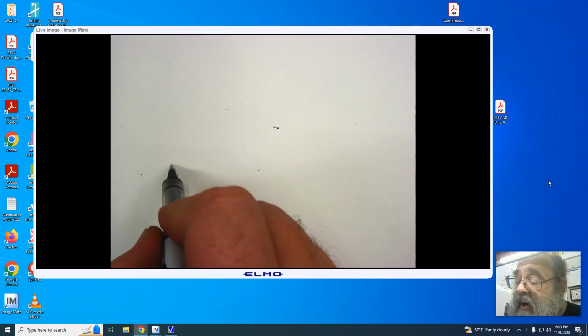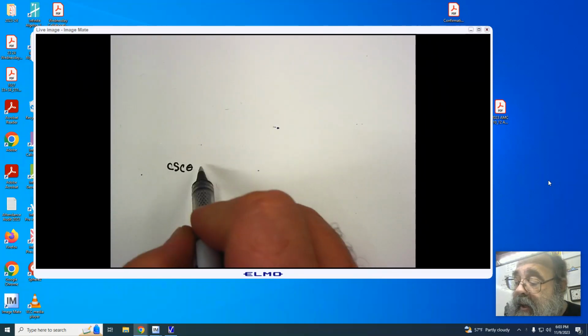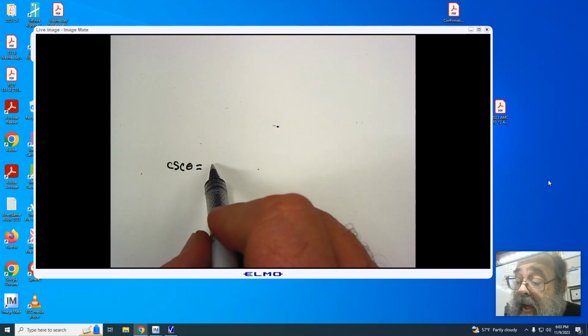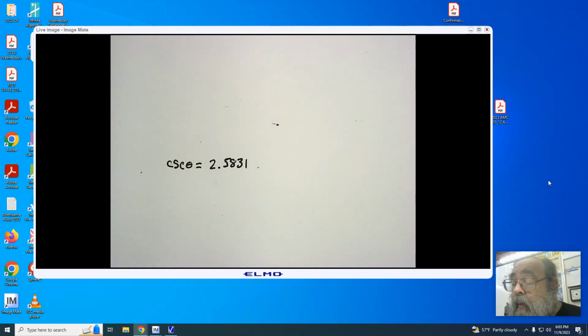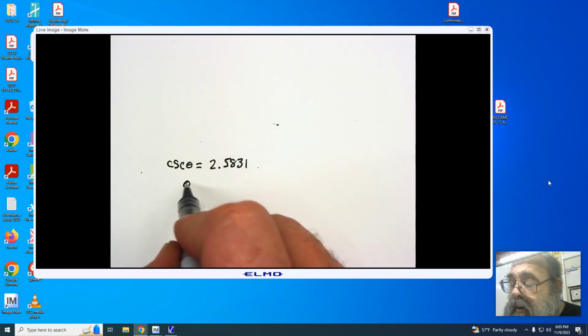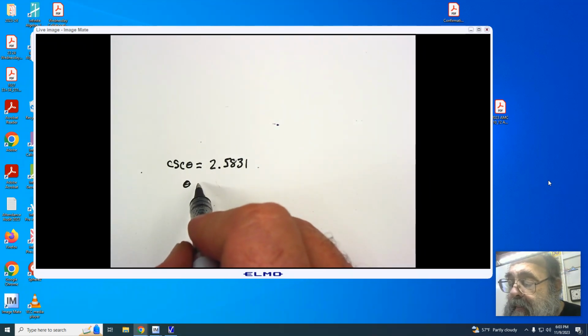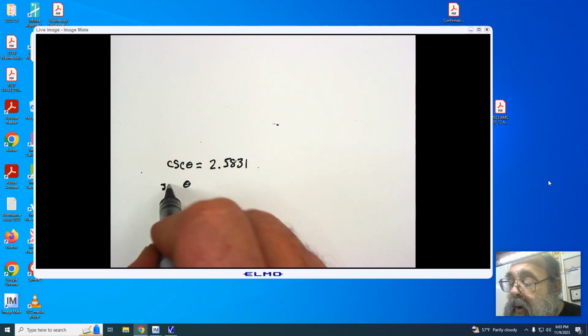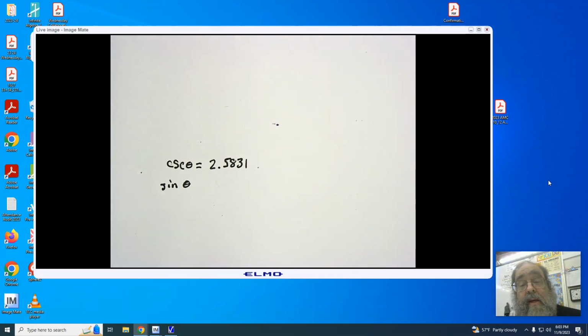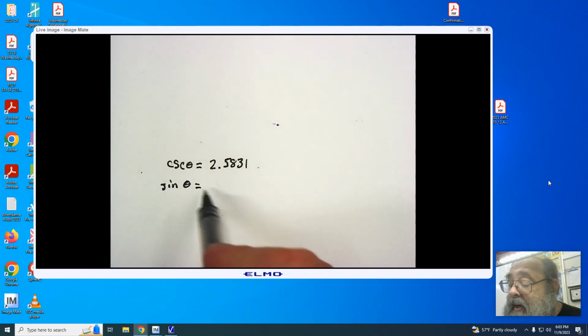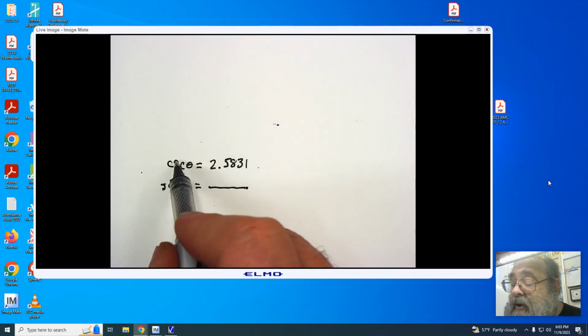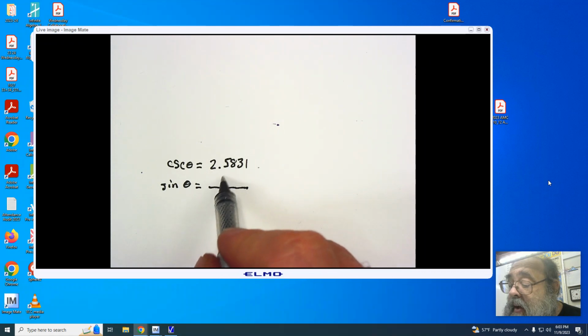If I have the cosecant of theta is equal to, let's say, 2.5831, when I try to do the arc cosecant, I have a problem. The calculator will not find a cosecant. So it requires me to change it into its reciprocal identity. That means that I change the cosecant into a sine, and I take the reciprocal of the ratio.